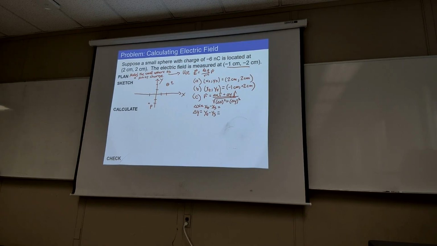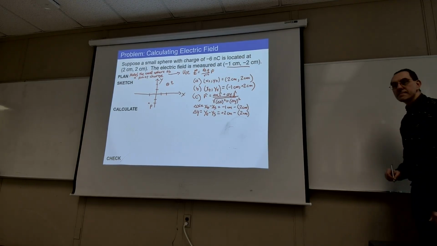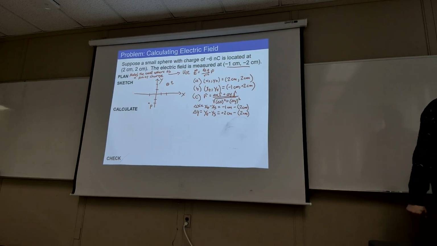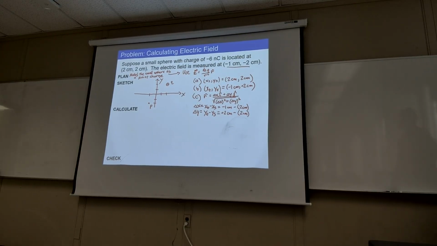You can plug that in, and now you can see why we need these coordinates. I'm going to put in here my test coordinates, -1 centimeter and +2 centimeters. That's from here. And we're going to subtract off from that 2 centimeters and 2 centimeters, from here. Just the difference of those coordinates. So what do we get? We get -3 centimeters and -4 centimeters.